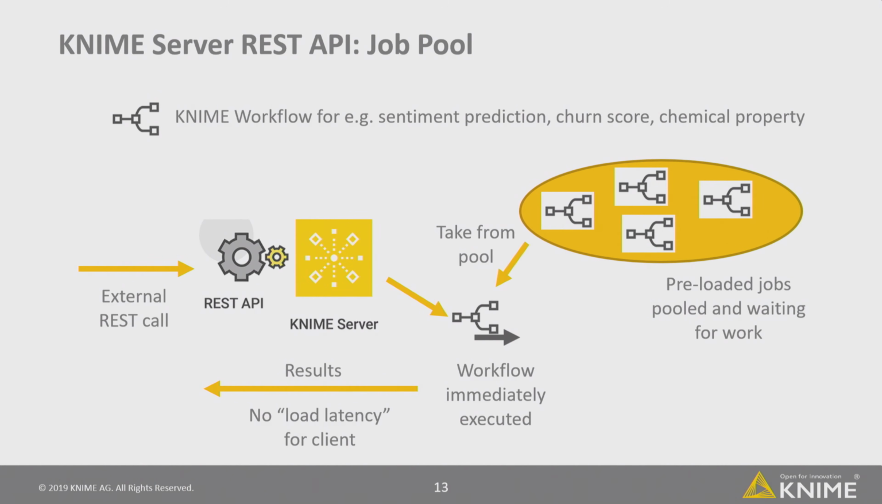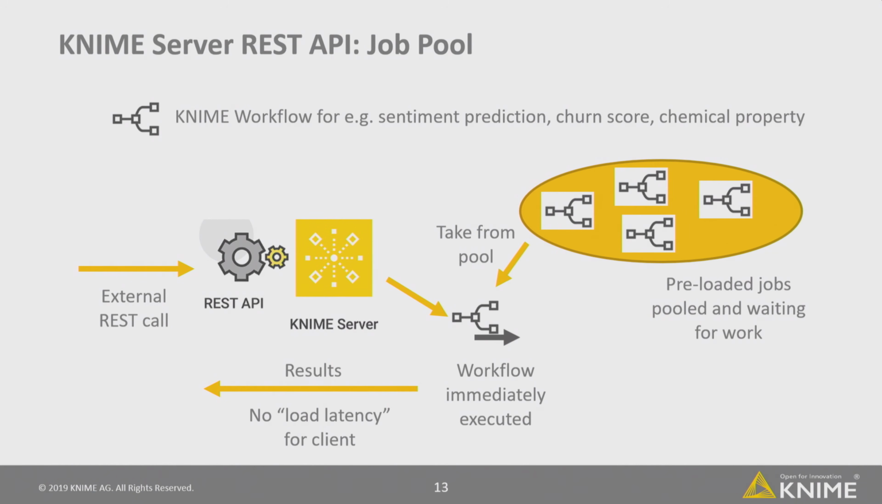Okay, a new feature in KNIME Server is one we call job pools. This is really useful, again, kind of going back to the REST API for a workflow. If you have a workflow that you want to deploy, and maybe it's applying a model, like examples here are sentiment prediction, churn scores, chemical property. Whatever you're doing where you want to pass some data into a workflow, have it run, and then return some data back through that REST API, you can actually put it into a job pool.